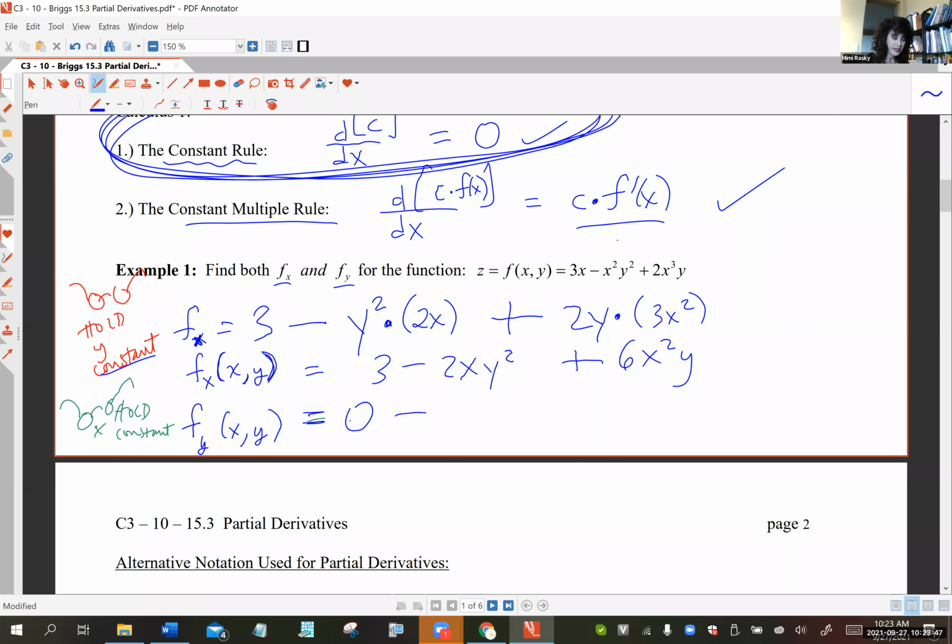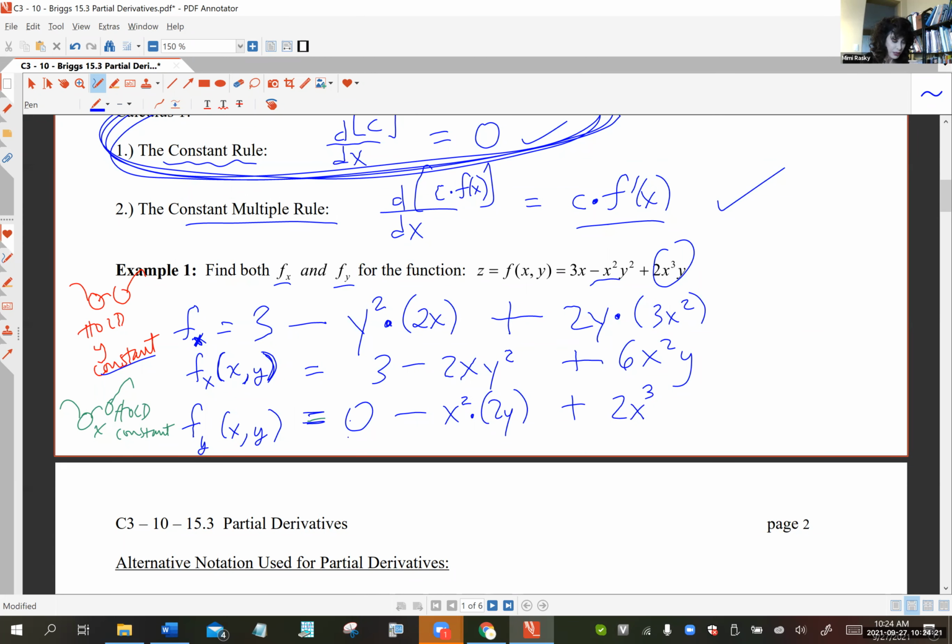Yay. And then the second, we got the minus there. Taking the derivative of x squared y squared with respect to y, x squared is a constant multiple. Copy it down and multiply that by the derivative of y squared with respect to y, which is 2y. Plus, and then finally, what is the derivative of 2x cubed times y with respect to y? Would it be 2x cubed? Yeah, just the 2x cubed.